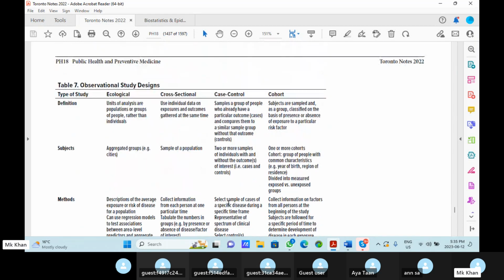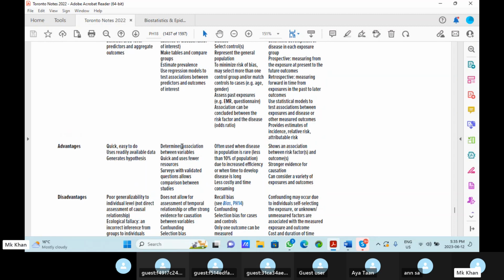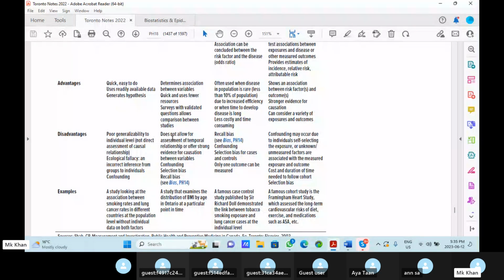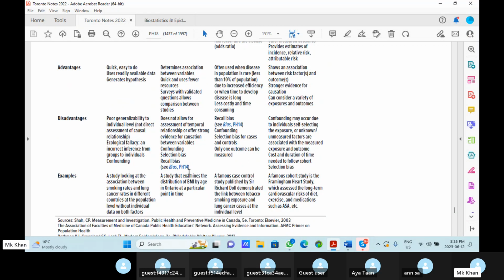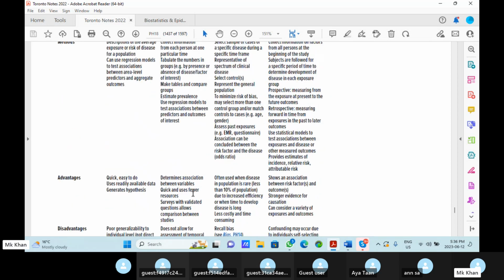And what are the advantages of the cross-sectional? It can determine association between variables, is quick and uses fewer resources, using surveys and questionnaires, and it is quick because they are doing it at one point in time. So if you want fast results, it works. But what are the disadvantages? It does not allow for assessment of temporal relationship or offer strong evidence of causation, and there is confounding bias and so on. An example is a study that examines the distribution of BMI by age in Ontario at a particular point in time. At one point, if you're checking the BMI of different age groups, that is an example of cross-sectional.